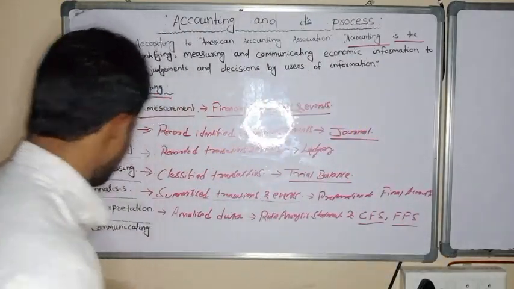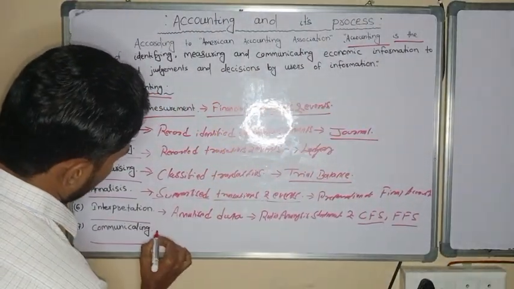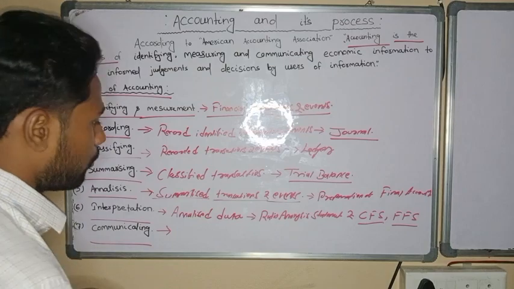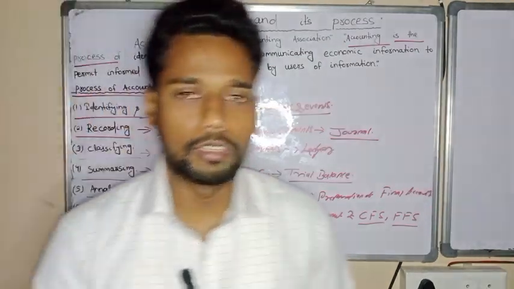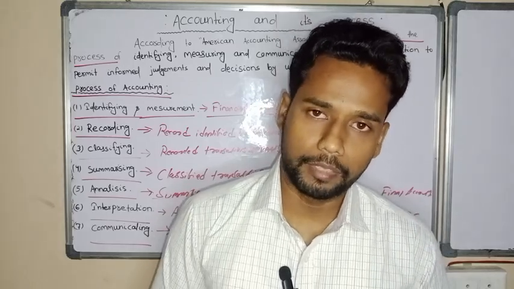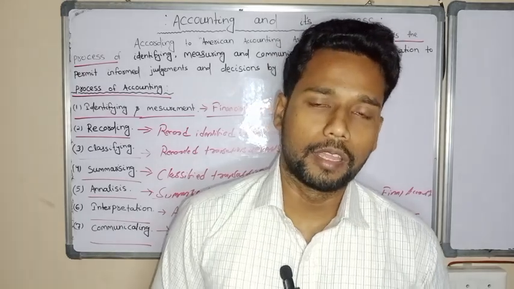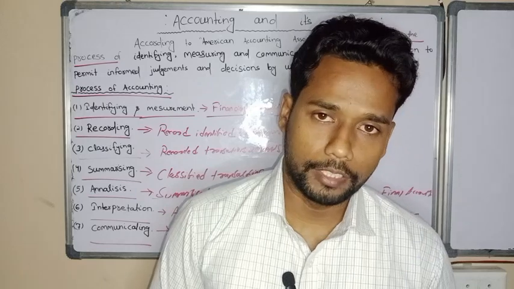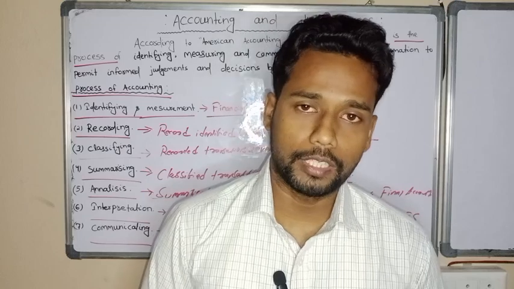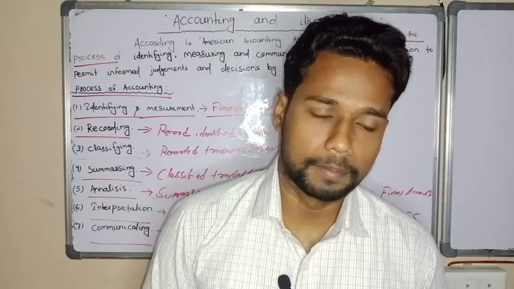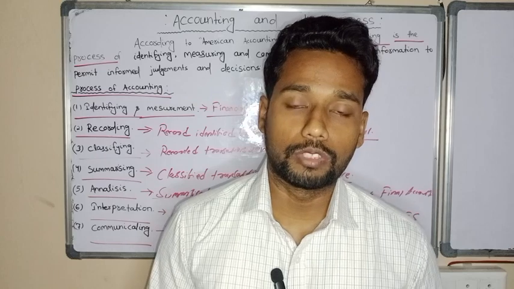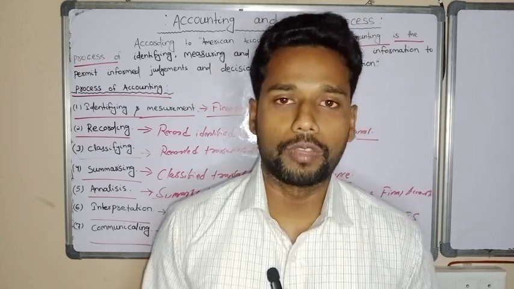The last one is communicating. Here we are communicating all the financial information. We are communicating the PL statement, balance sheet, cash flow statement, fund flow statement, and ratio analysis statement to the different stakeholders of business. Stakeholders means users of accounting information, those who have interest in business, interested parties. So we have to communicate to them.